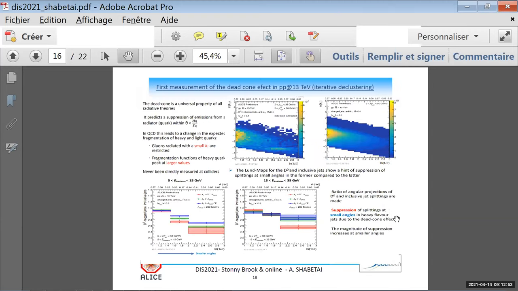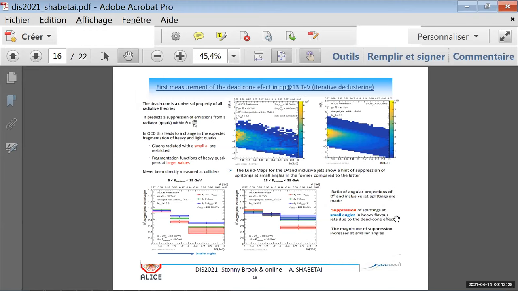Then the last measurement I would like to mention here is the first measurement of the dead cone effect in pp at 13 TeV by using iterative declustering. So basically, I think that you all know what the dead cone effect is. It is a universal property of gauge theories. It predicts a suppression of emission from a radiator, for instance the quark, within an angle which is smaller than the mass of the quark over the energy of the quark.